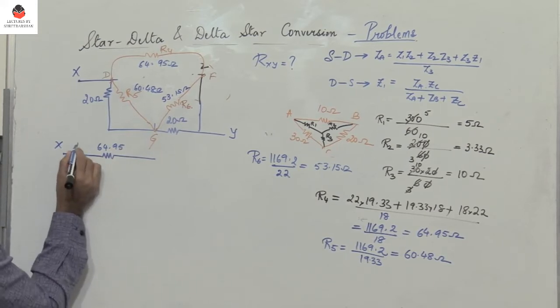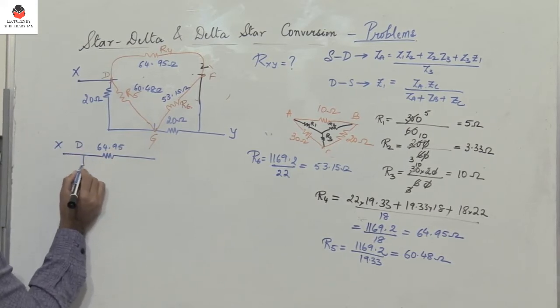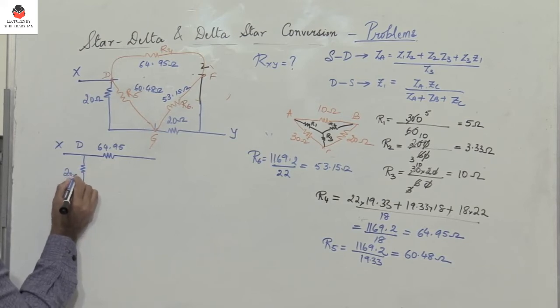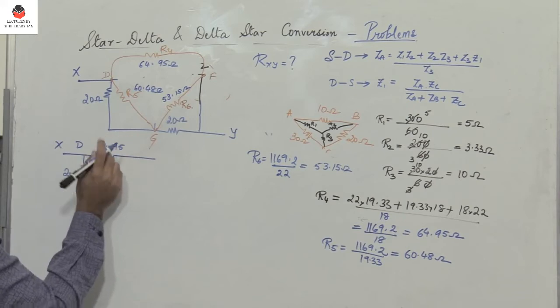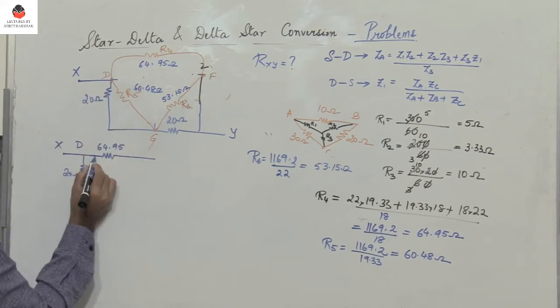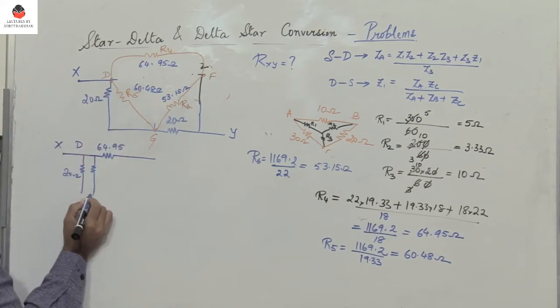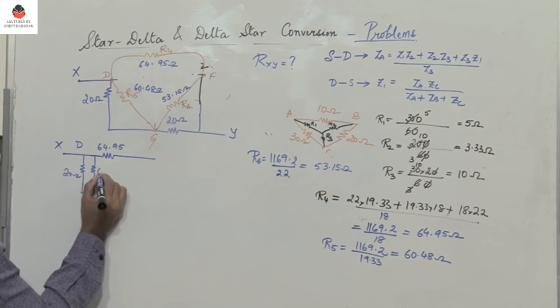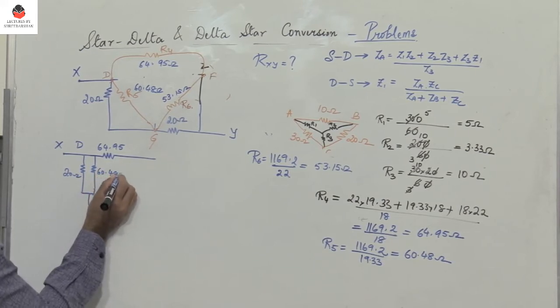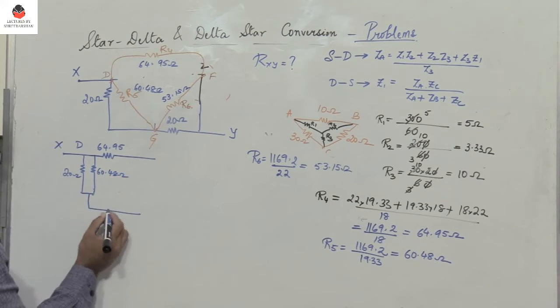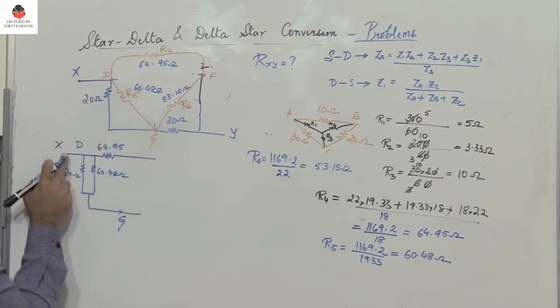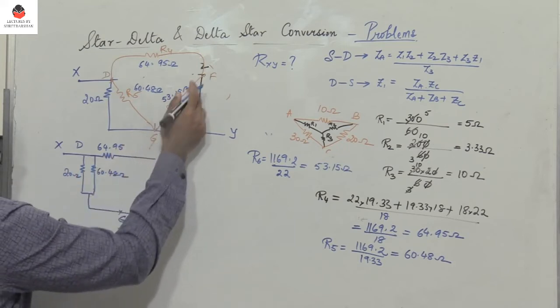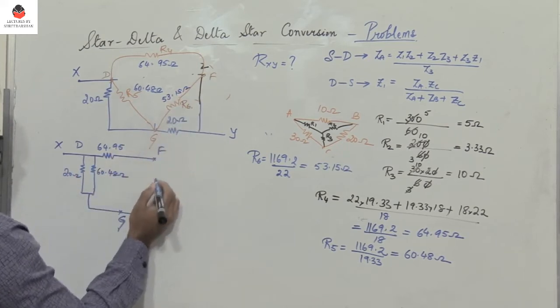So observe, you have X and then you have R4, which is 64.95. From the same terminal, say D or X, you have 20. So this 20 is between D and G, and R5 is also between D and G. So these two resistors are in parallel. So it is 60.48 ohm. Right? So this is G. So D and X are the same point. And here you have F.